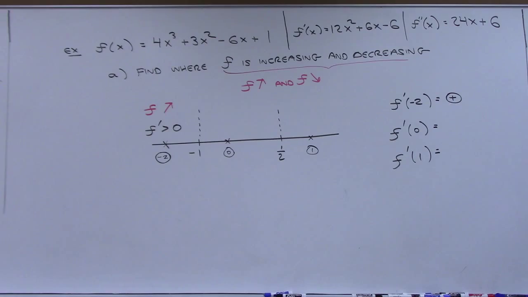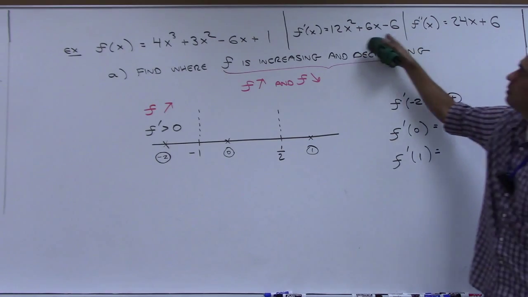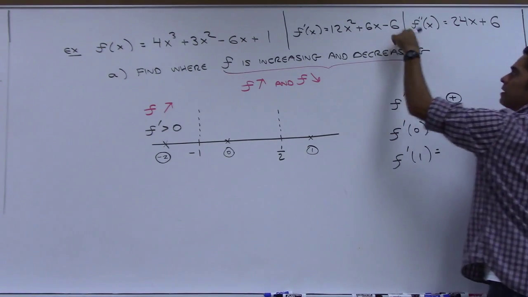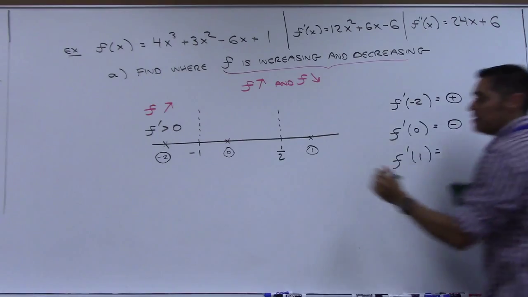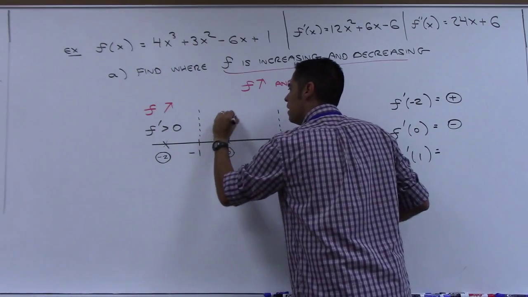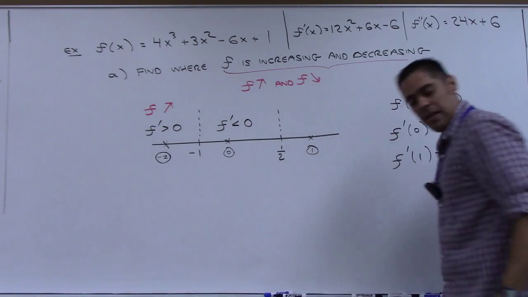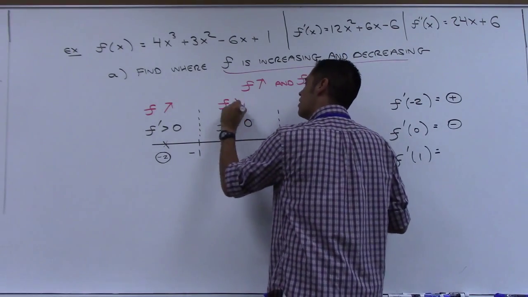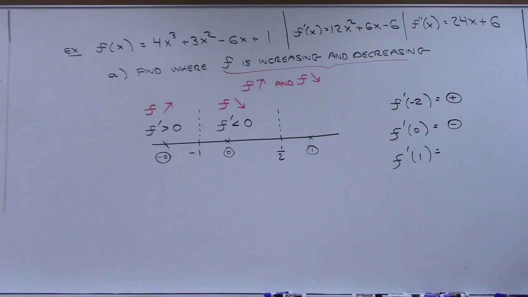And all I care about is whether or not it's positive or negative. 0 in here? Negative, right? 0, 0, -6, so negative. So that means my derivative is negative here, which means my original function is decreasing here, right? And then I plug 1 in.